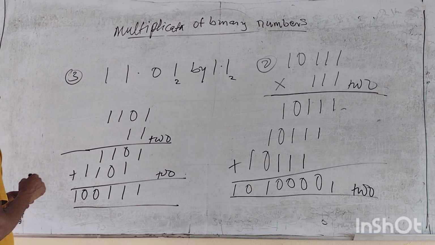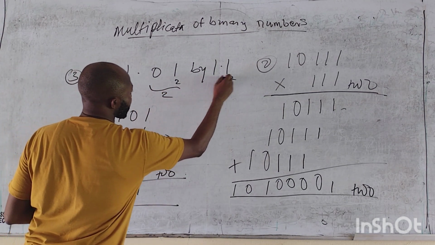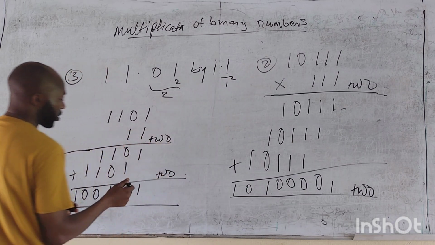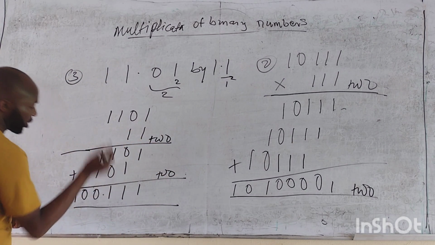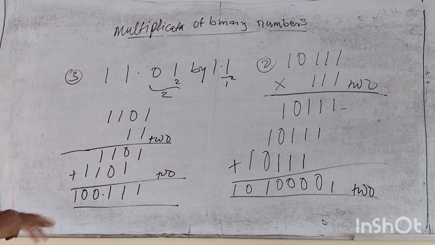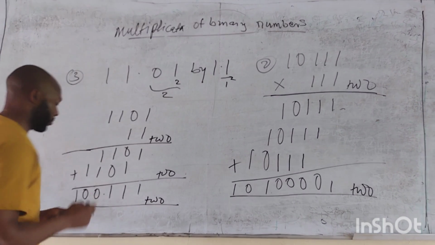So the total decimal places here, if you check, here is 2, here is 1. 2 plus 1, 3. I'll come over, 1, 2, 3. I'll put it here. So that is my answer: 100.111 in base 2.